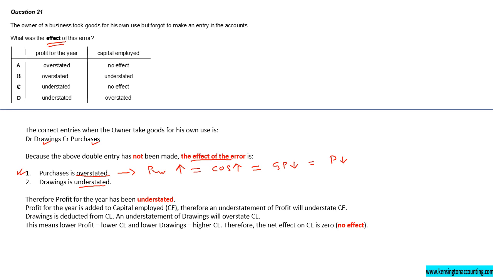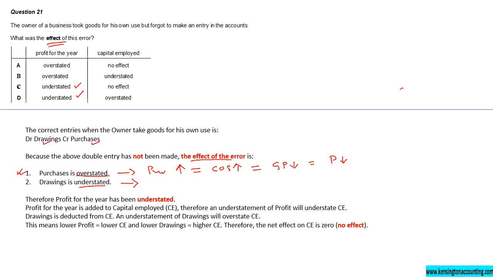Now, drawings for goods goes straight to the balance sheet. It has no effect on profit for the year. Now, profit for the year would be understated due to this error. So the answer will be either C or D.